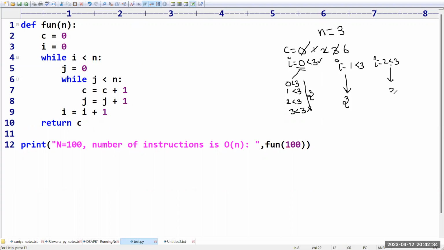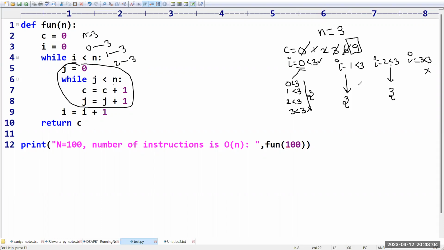So how many times is this j loop going to execute? 3 times. Sir, can I take 9? Yes. When i is equal to 3, 3 less than 3, the condition is not satisfied. That means for every iteration of i, how many times are the j values going to execute? n times. If n is equal to 3, when i is equal to 0, 3 times. When i is equal to 1, 3 times. When i is equal to 2, 3 times. Like this, it is going to work. Sir, the total number of instructions here is nothing but 9. When n is equal to 3, it is running 9 times.